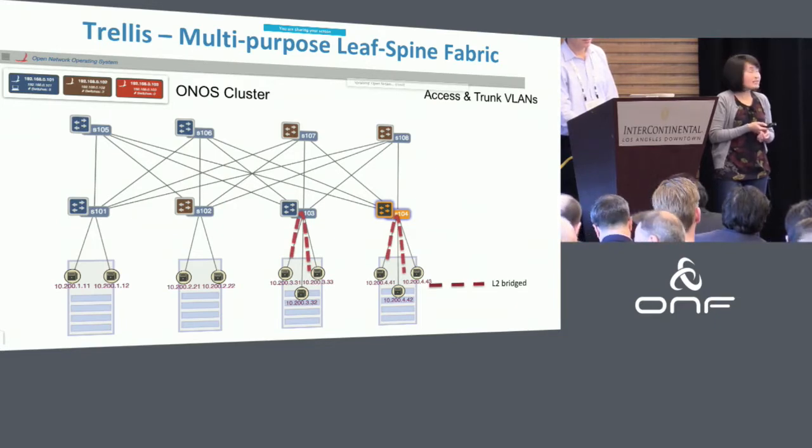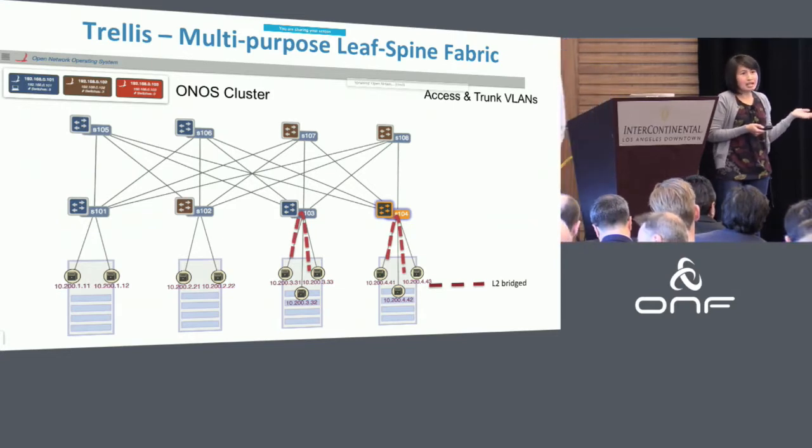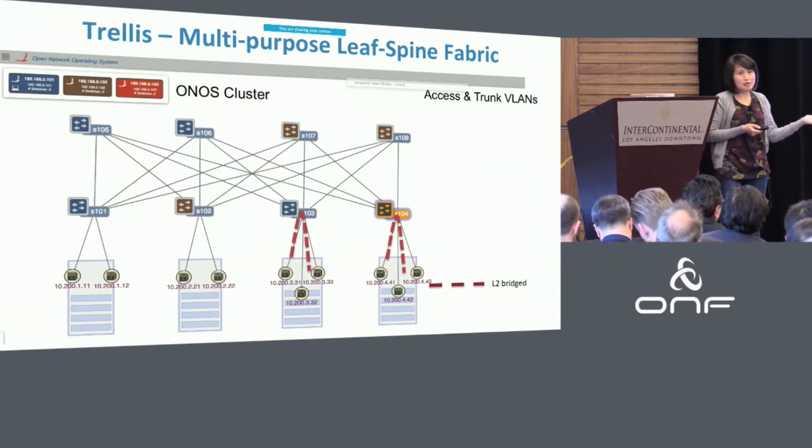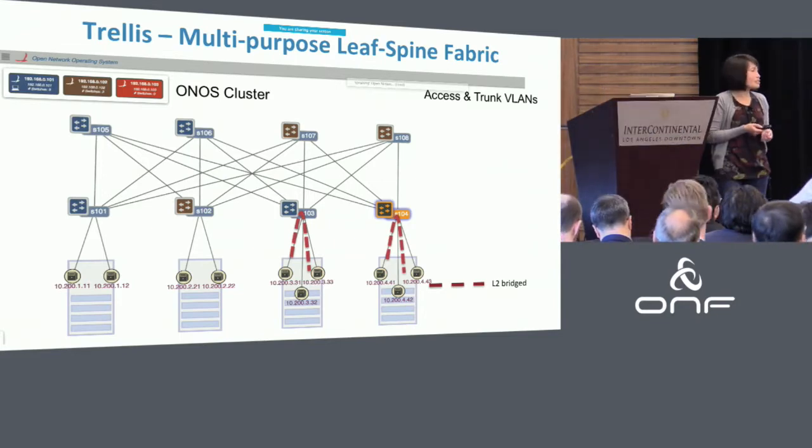The fabric supports access and trunk VLANs. So you can specify tagged or untagged traffic going from your host into the fabric. And then as it egresses the fabric, your traffic is tagged appropriately.